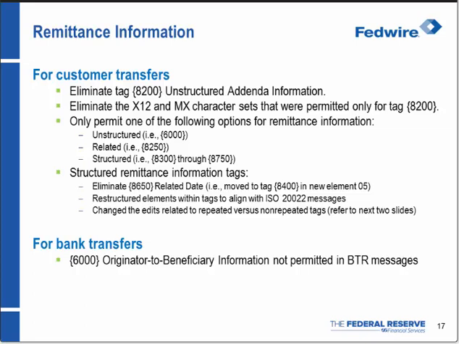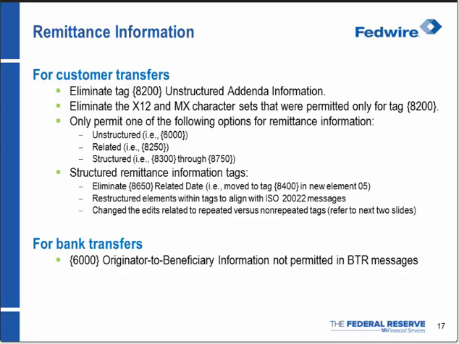We also want to align to the high-value payments plus market practice that says when you move to ISO 20022, you really should not be allowing lots and lots of free text for remittance information. Rather, you should be using structured remittance or related remittance. So we're going to eliminate tag 8200 altogether, but we will be keeping tag 6000, which we have today. That's the originator to beneficiary information, which has 140 characters of free text for remittance information. So that tag, the 6000, will become our unstructured remittance option, instead of the 8200 tag.